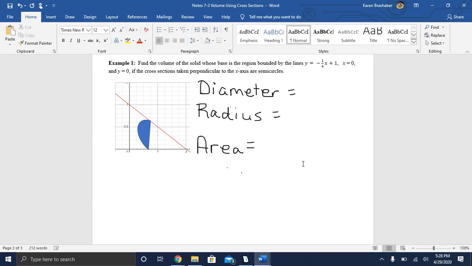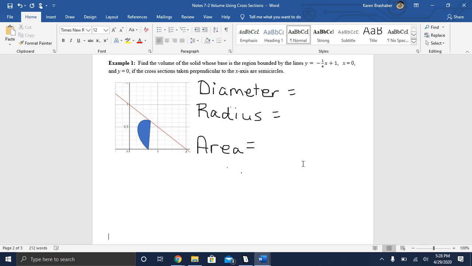All right, so for our first example of calculating volume by cross sections, I've chosen to work with a solid where the base of that solid is created by the lines y equals negative 1/4 x plus 1, x equals 0, and y equals 0. And so you see this base shown in the graph. And I want you to be sure you understand that that is the bottom of the shape that's generated.